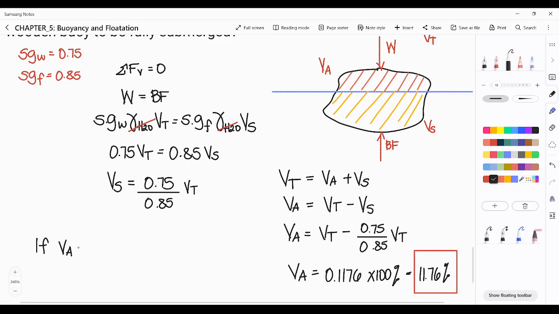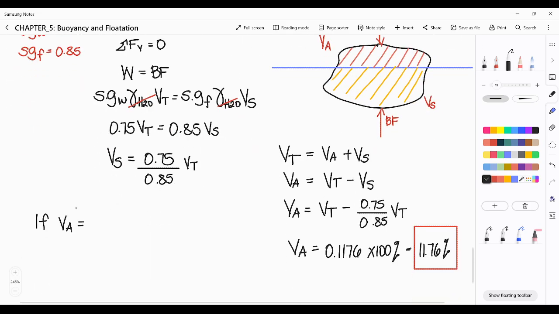If the volume above is 0.0145 cubic meters, hanapin natin yung weight ng buoy natin. Kanina may na-derive tayong equation. This one. Ito pala, VA is equal to 0.1176 VT, kasi may maiiwan diyang VT.